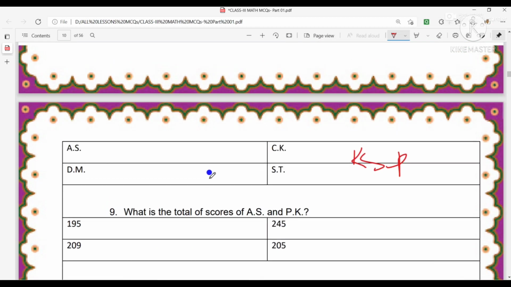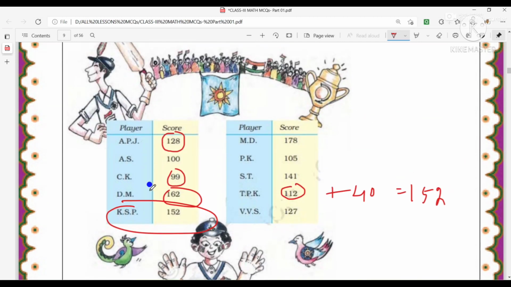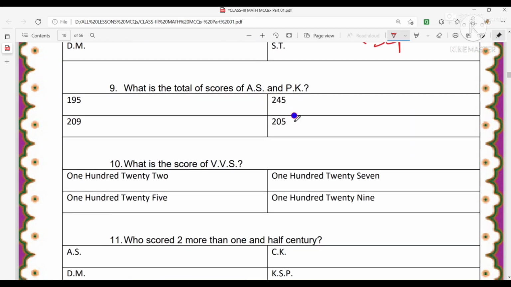What is the total of the scores of AS and PK? So AS 100 plus PK 105. So the total score will be 100 plus 105 equals 205. So the answer will be 205.